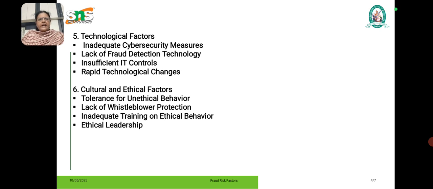So culture and ethical factors. Here, tolerance for unethical behavior: if management turns a blind eye to misconduct by employees, it increases the risk of fraud. Lack of whistleblower protection: absence of protection for whistleblowers may discourage individuals from reporting fraudulent activities. Inadequate training on ethical behavior. So next one is ethical leadership. If the leader is not ethical, the tone set by leadership regarding ethical conduct influences the organization's overall culture.